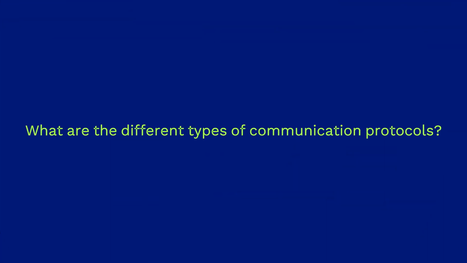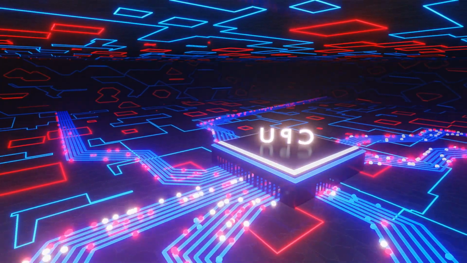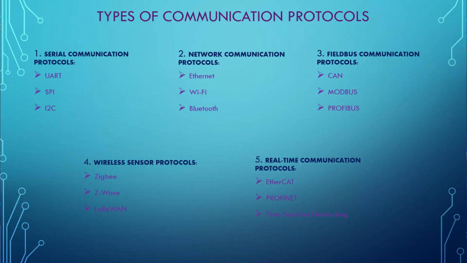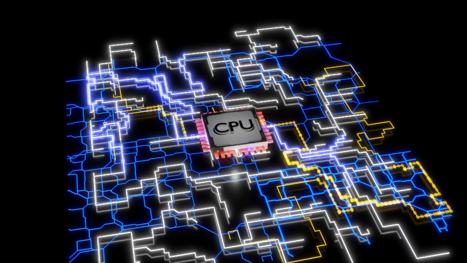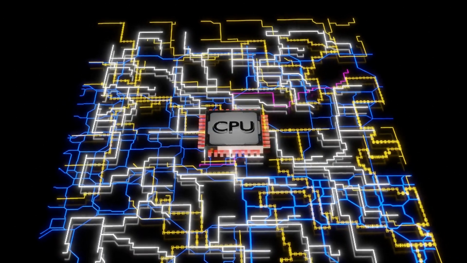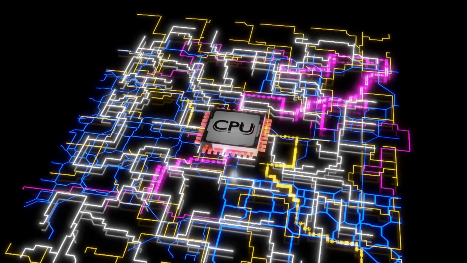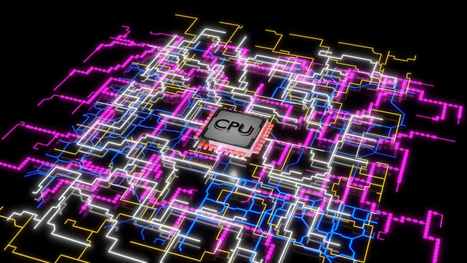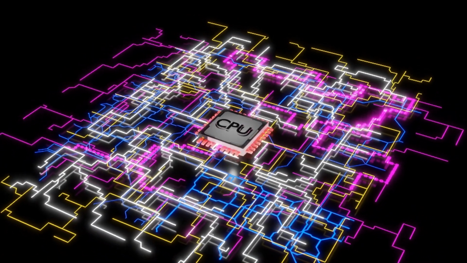What are the different types of communication protocols? There are several types of communication protocols used in embedded systems, each with its own characteristics and applications. Here are some common types. These are just a few examples of communication protocols used in embedded systems. The choice of protocol depends on factors such as data rate, range, power consumption, reliability, and the specific requirements of the embedded application. In these protocols, some protocols operate synchronously, while others function asynchronously.